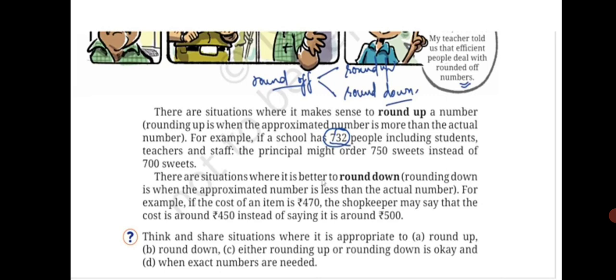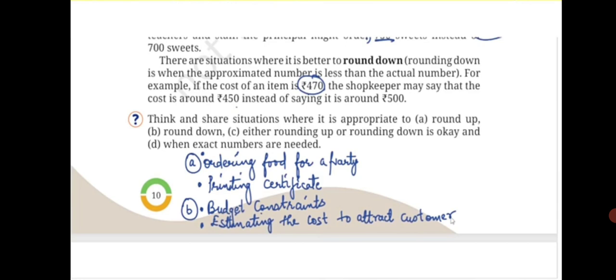So the second one is printing certificates, like we give certificates to our winners. When printing certificates, we would like to print more certificates than the actual participants, so no one is left out. Maybe some students may be winners in two or three competitions, so we need sufficient certificates.